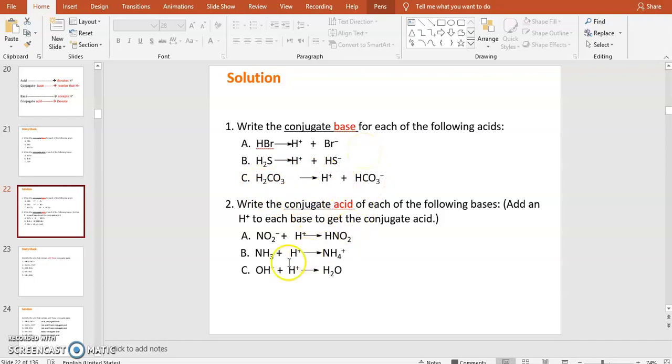Write the conjugate acid in each. So the conjugate acids in these two will form HNO2. These two will form NH4. With these two, it will form the water molecule.